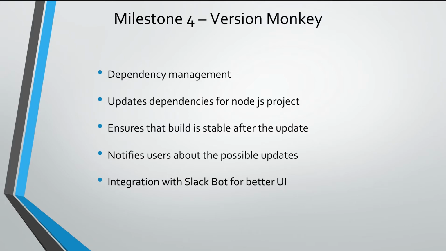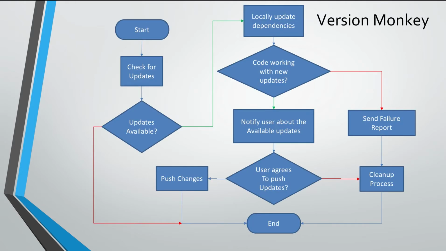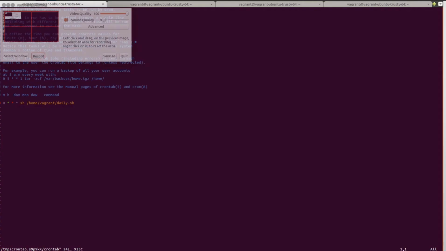And in order to make it better so that the user can have better communication with the service, we are trying to integrate a Slackbot with the system. So this is the overall process flow of the version monkey. Let me just take you through the demo.